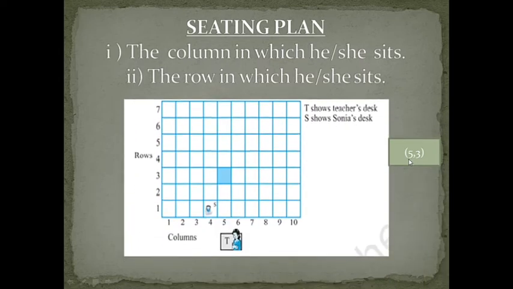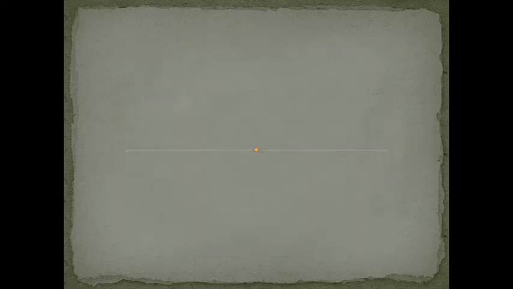So this is how we have to make the sitting plan according to the number of rows and number of columns given, and how to locate a desk or a position of the table on this particular sitting arrangement. Next we are going to see the Cartesian system.